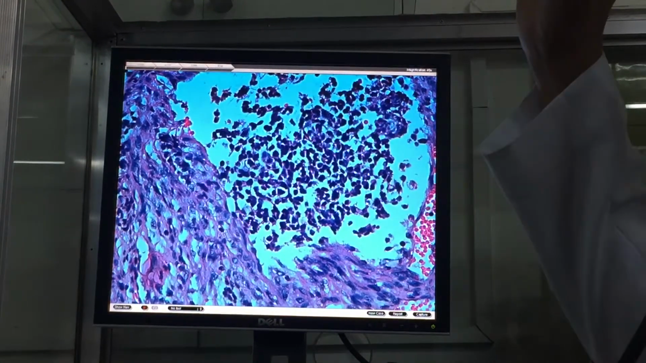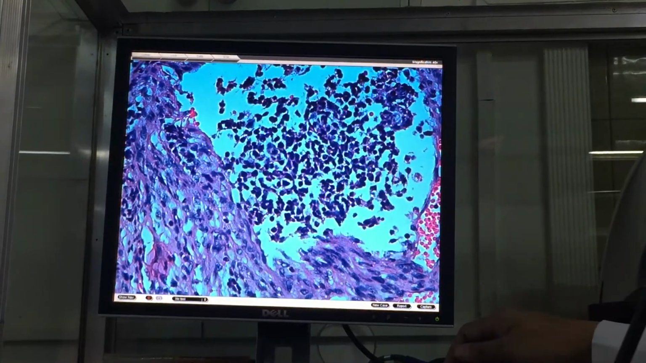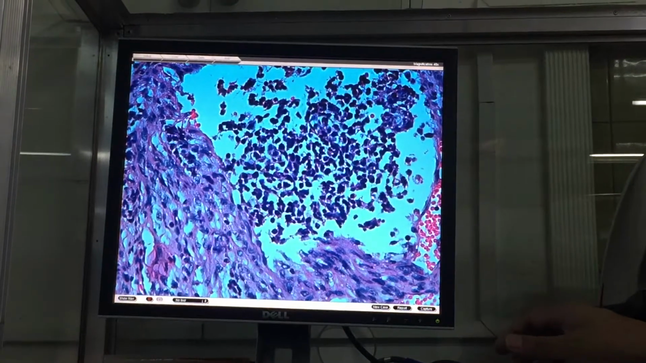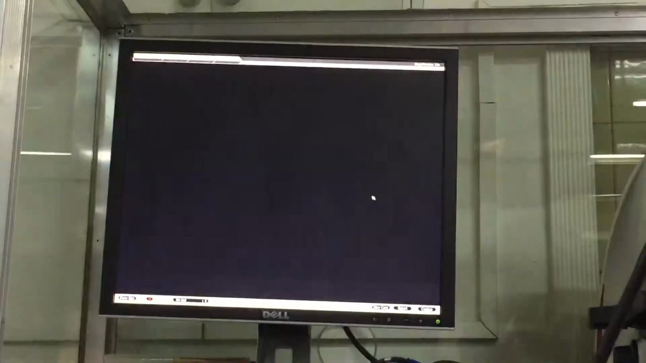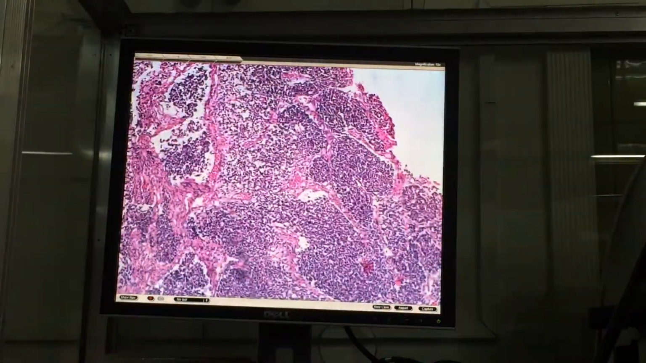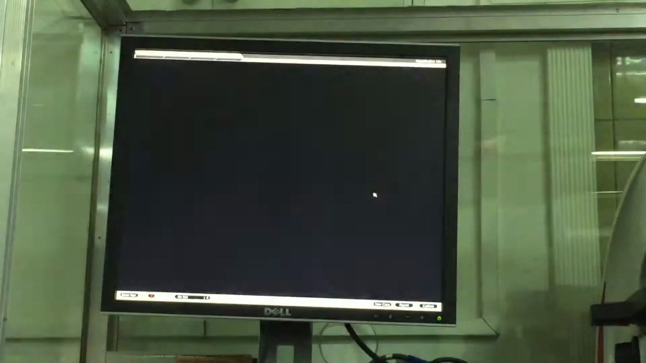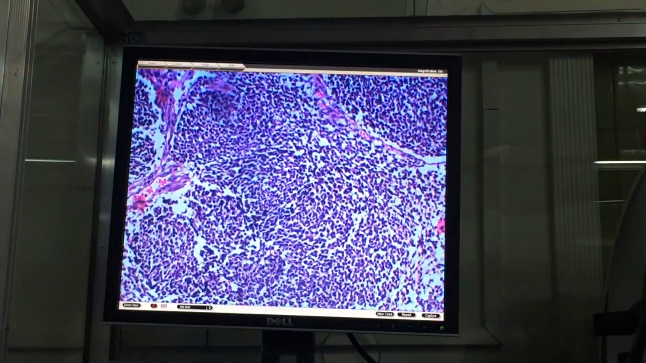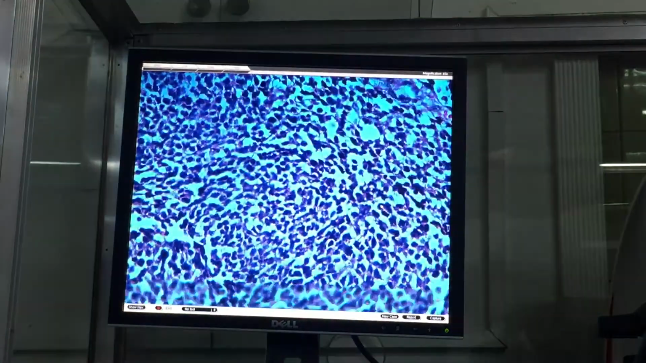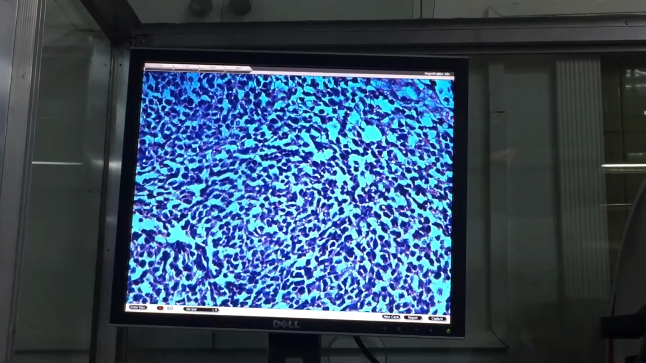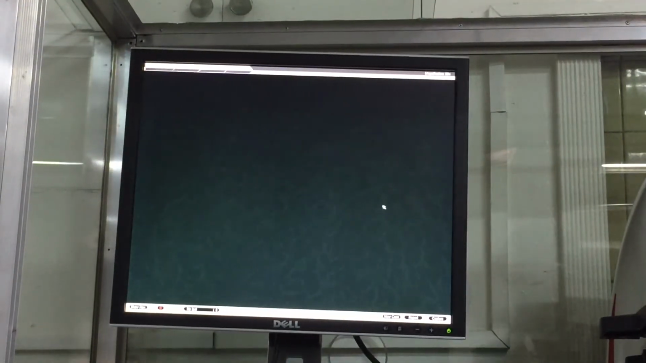cells with darkly staining nuclei. Okay, and it shows no pattern. Okay? That is the characteristic of your blastemal cells. Okay? Blastemal cells rin yan. Okay? It has no pattern. Look at the cells. High magnification.